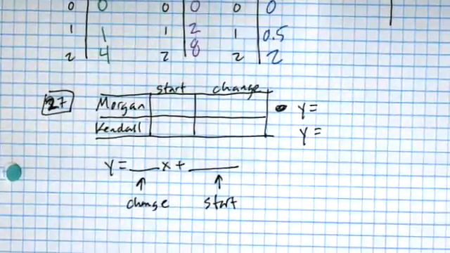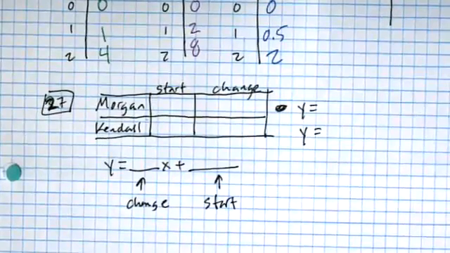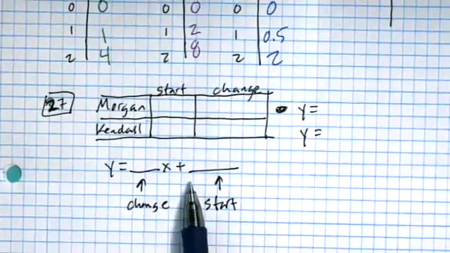So this is about two people, Morgan and Kendall, and they both have a bank account. And they gave some information about their money spendage, savings, and current values. And then we're supposed to write equations and then solve the system of equations. So since this is a situation where we have some starting value and we're either adding or subtracting the same amount each time, we're going to be writing an equation that's going to look like this.